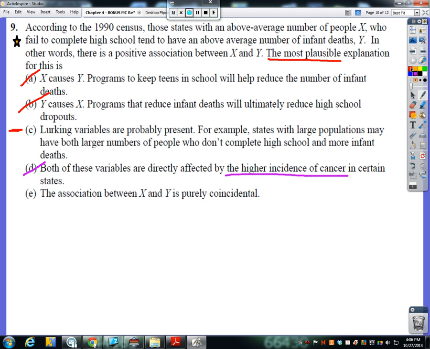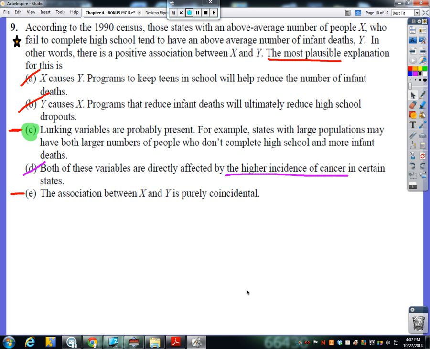Well, yeah, I think it could be just a pure coincidence, or there might be, in fact, lurking variables present. So out of these two options, which one do I think is most plausible? I would have to lean more towards C. There might be some reason why teens tend to drop out of school and there's more dead babies. I definitely think there's something related there. There's something connecting those two.